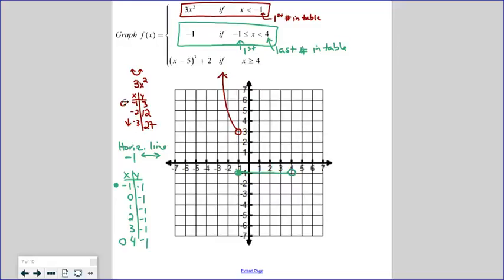Our last function has x cubed as my parent. Again, I will start my table at whatever number I see in the inequality. So that's the first number in my table.